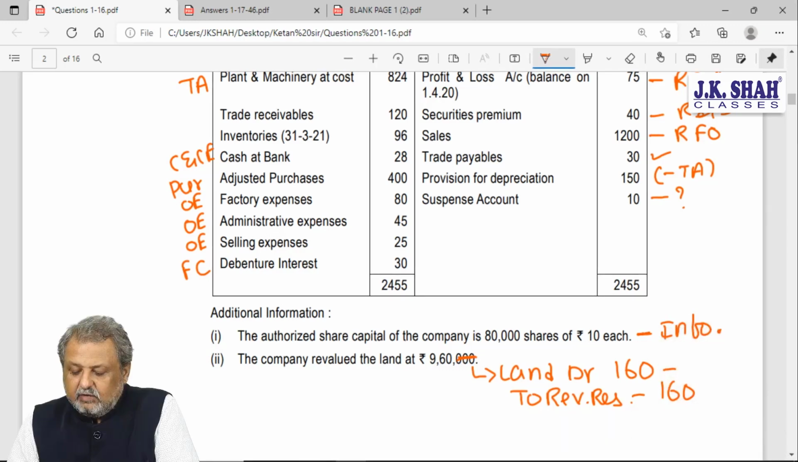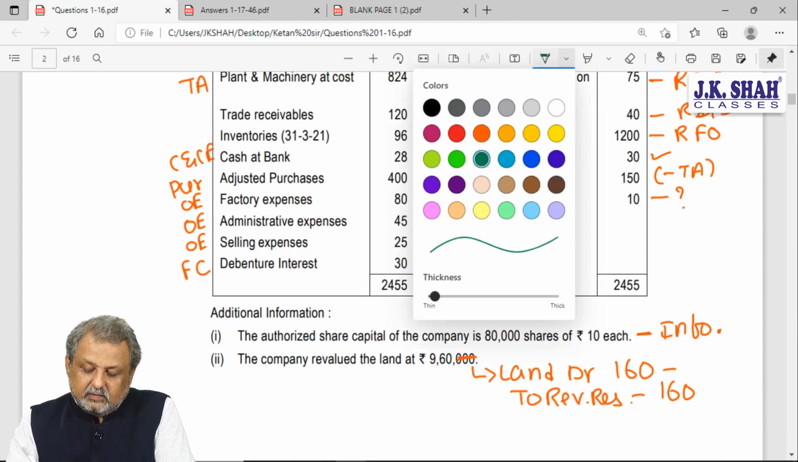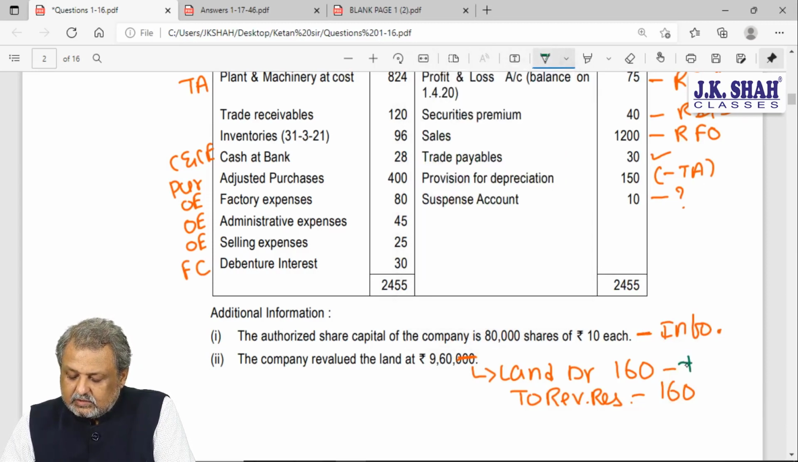What will be the effect of this? The effect will be to add to land, add to assets, and revaluation reserve will go to reserves and surplus.